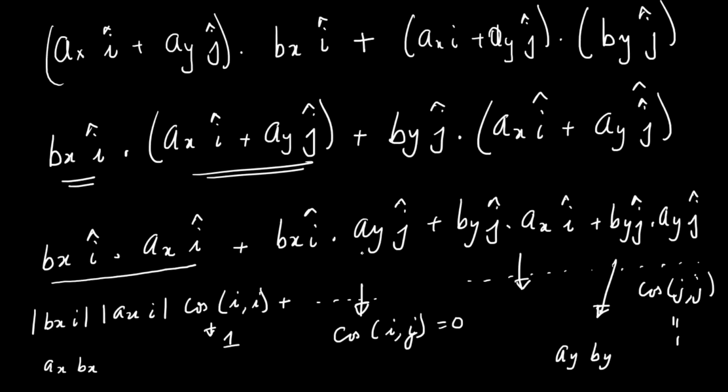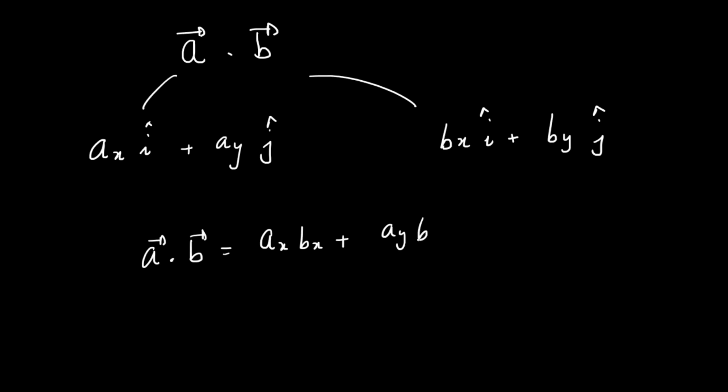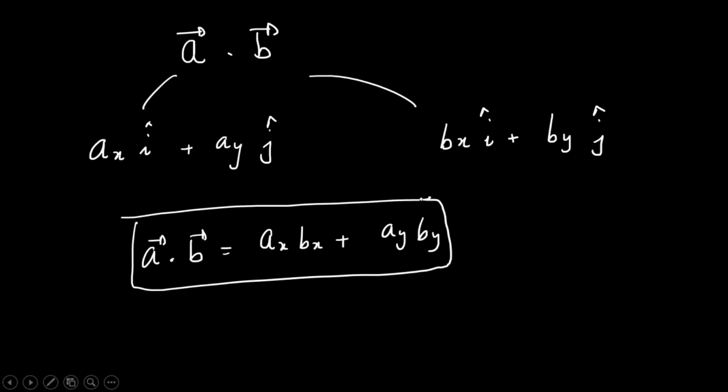So let me summarize. What have we proved? If you have A dot B as your goal, first see whether A is available in the resolved form. Okay, and then if B is available in the resolved form, alright, then the answer is directly equal to AXBX plus AYBY, which is clearly a very compact and fantastic calculation aid.